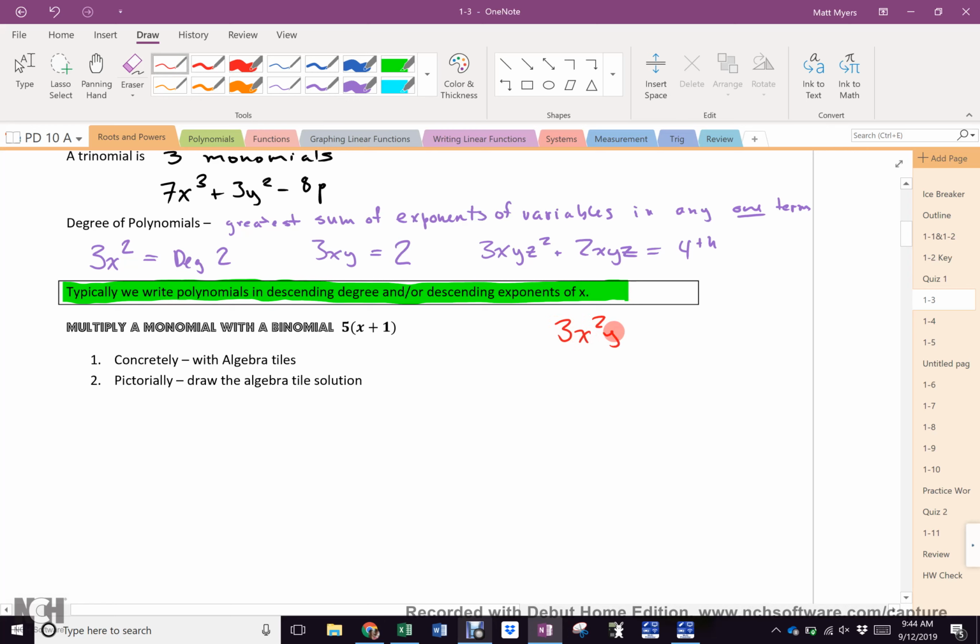3x squared y cubed plus 2xy plus 3y squared. That is in proper order because x is before y in the alphabet. X squared is bigger than x. And we would finish all the x's first. Anything that has an x in it would go before anything that's just a y. But I don't care. Okay? I really don't. Everybody cool?